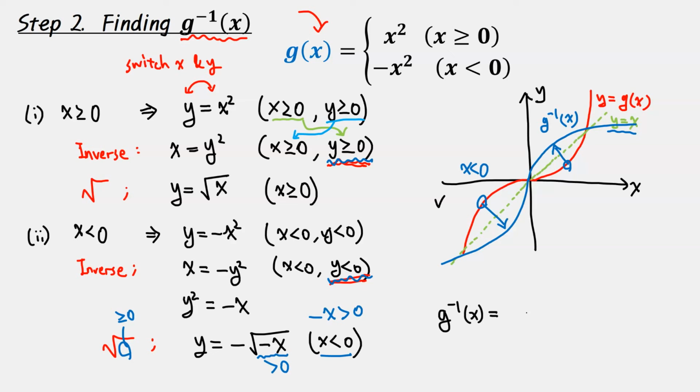To summarize, the inverse of g(x) is square root of x when x is positive or 0, and minus square root of minus x when x is negative.